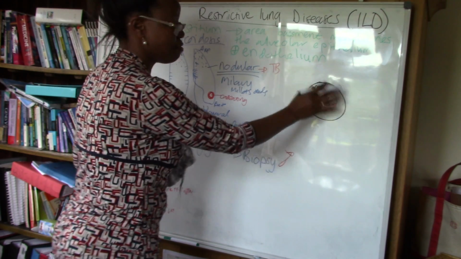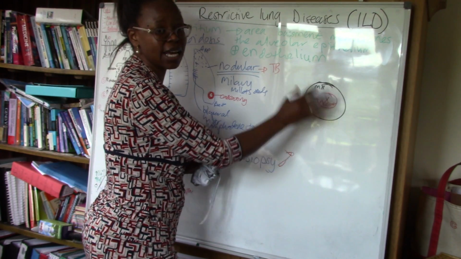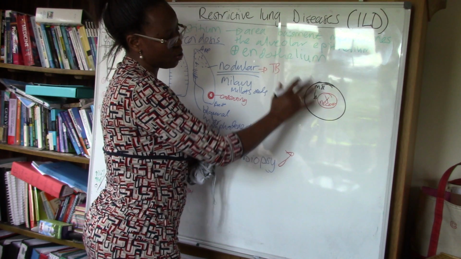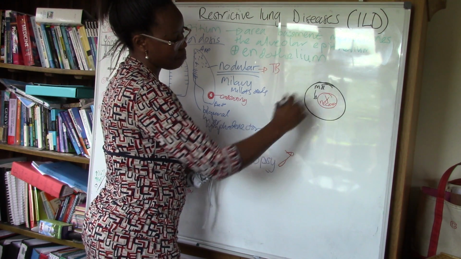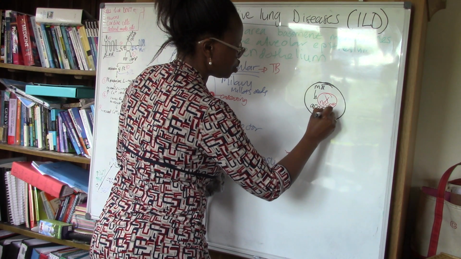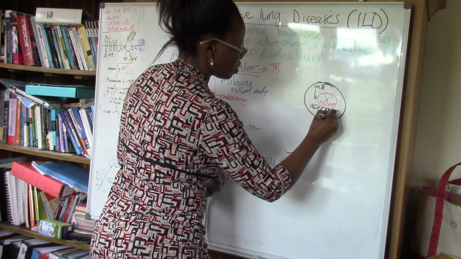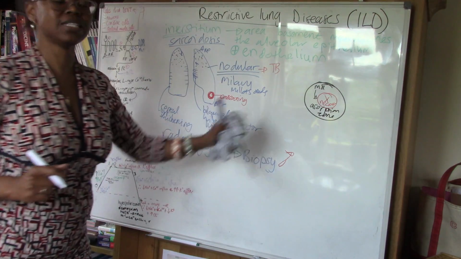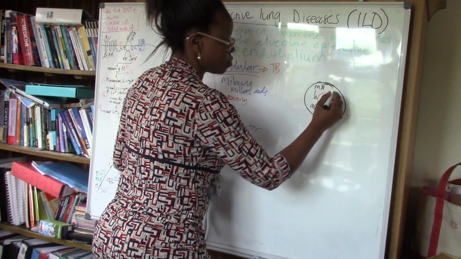It's an active inflammation. It's by no means a dead pathology. It's an active pathology, and I think this area is called the absorption zone. So it's full of macrophages and cytokines.